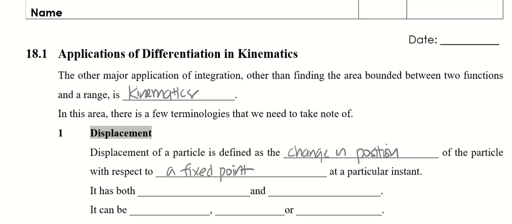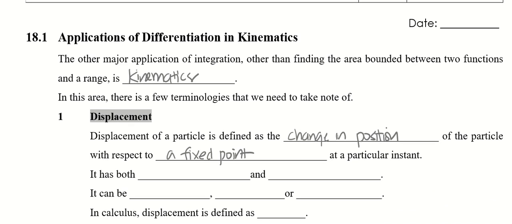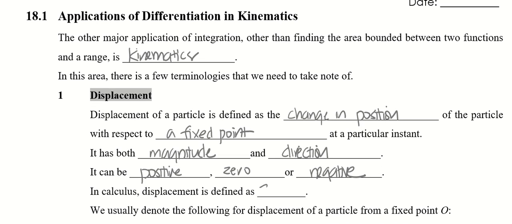For displacement, you also know that it has both magnitude and direction. Because it has direction, it becomes a vector entity. So therefore, it can be positive, it can be 0, and it can be negative. In calculus, displacement is defined as s equals a function of t. We'll see this more in the examples to come.